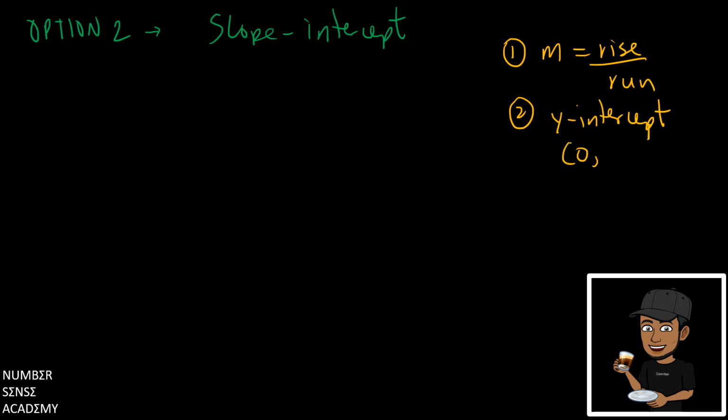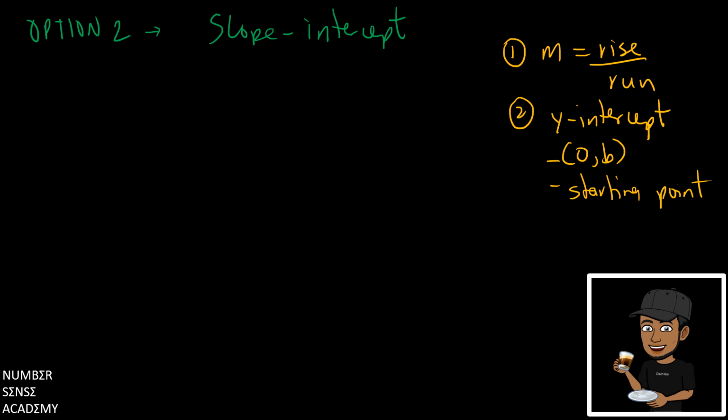Remember, that's going to be (0, b). And this is your starting point. This is the first point on your line that you could readily identify. Okay, it's the first point on the line that you could readily identify. All right, so let's use an example.